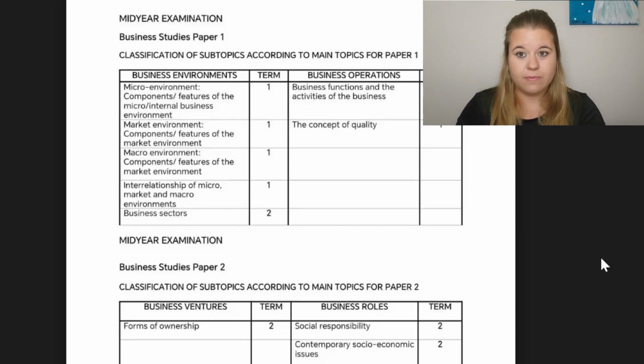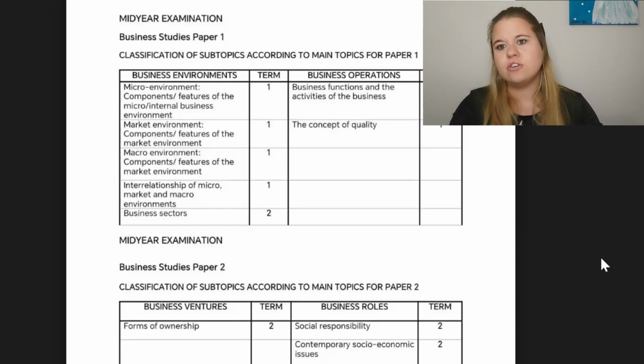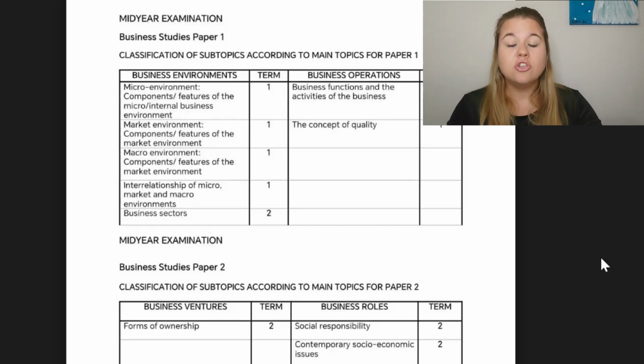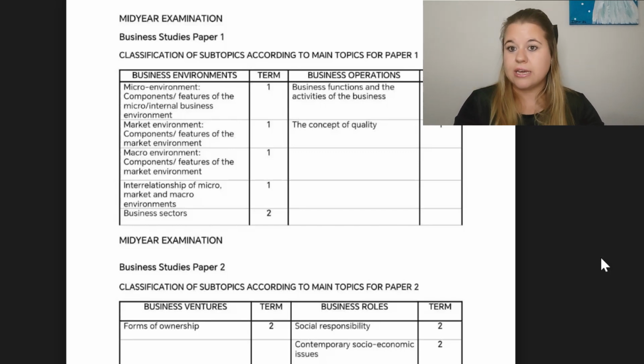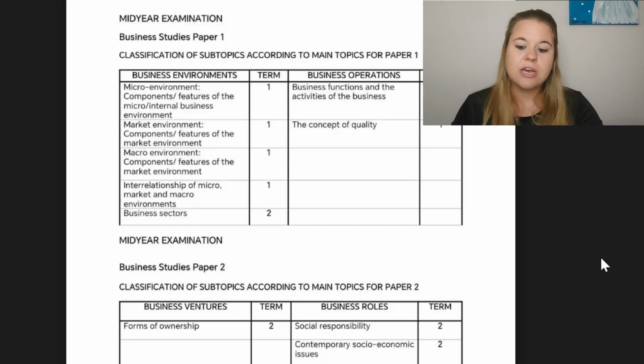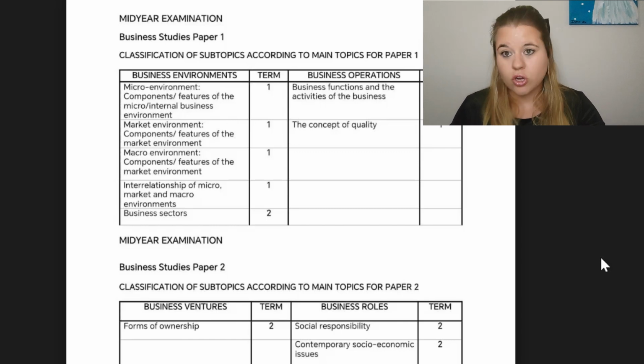So if we look at paper 1, already, like you saw in that past paper, you can see for yourself. Question 5 is going to be the business environments. So already you know, if you want to do that essay, that's what you need to be preparing to write an essay on. If you want to do question 6, which is business operations, they'll be looking at business functions or the concept of quality. They could do an essay on either of them.